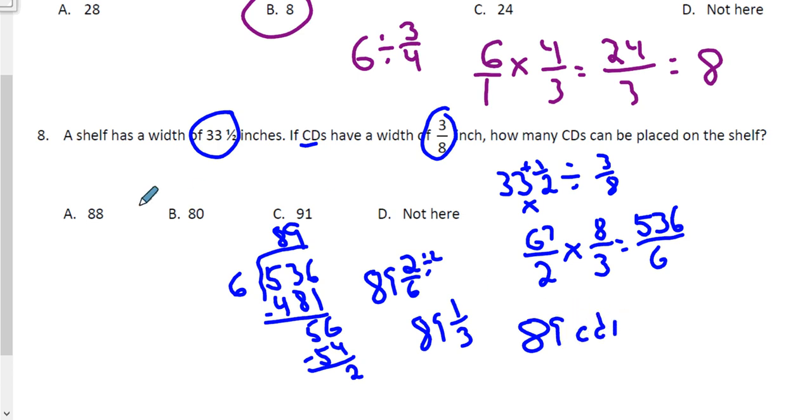Now, if you notice, I don't have an answer of 89. The answer is not here. There will be one of them on the test where your answer won't be there, so you need to trust yourself. But remember, there's only one of them. If you get more than one, then you made a mistake somewhere. There's one that is not there.